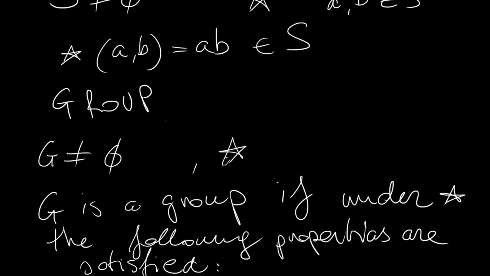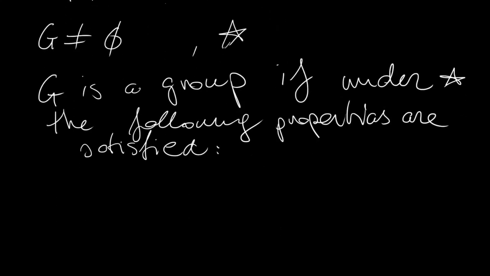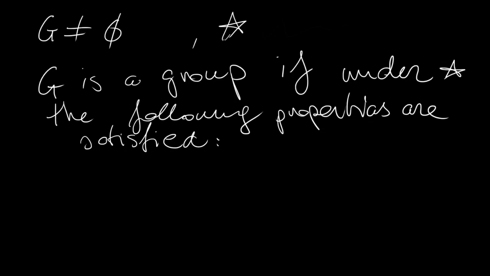So a group is a set and an operation, with these three properties satisfied. The first property is associativity. What is it? It is what you guessed, the same as the associativity of regular addition and multiplication.